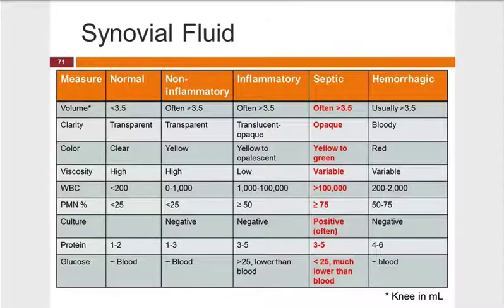How do you differentiate septic versus non-septic arthritis, whether it's hemorrhagic or inflammatory? Just things to look for: you should have a really elevated white count, lots of neutrophils, and really low glucose. Kind of like when you're looking at a CSF, right? Same idea to keep in mind.